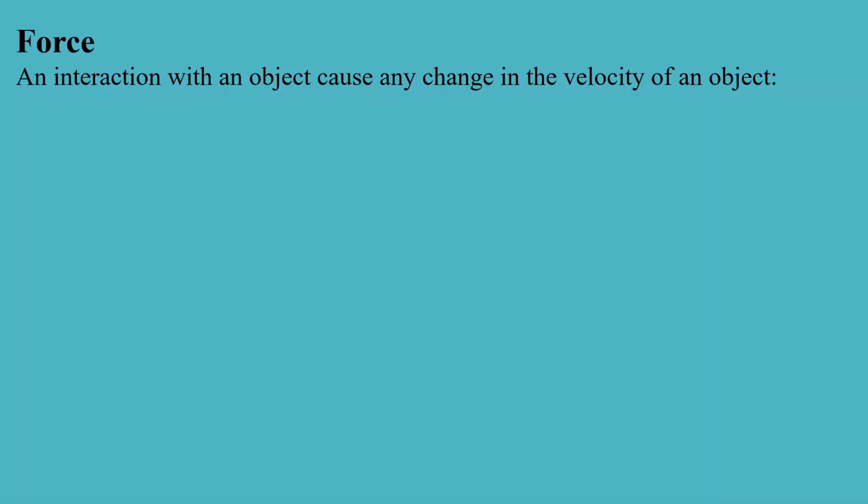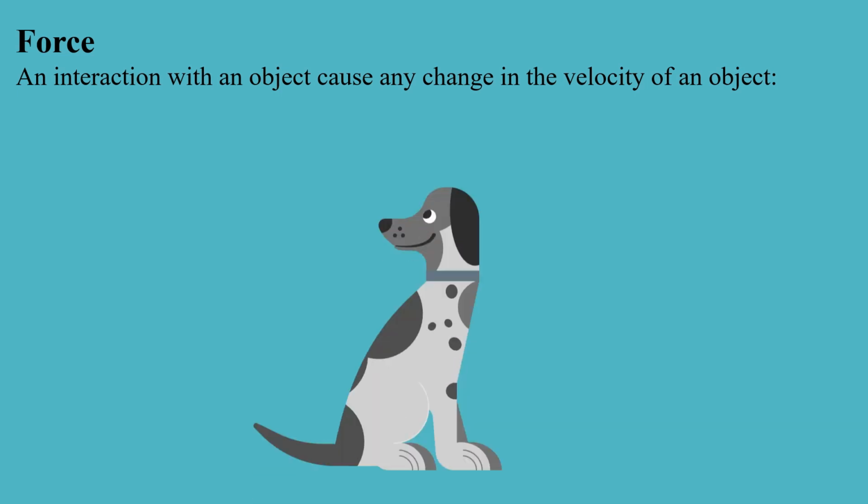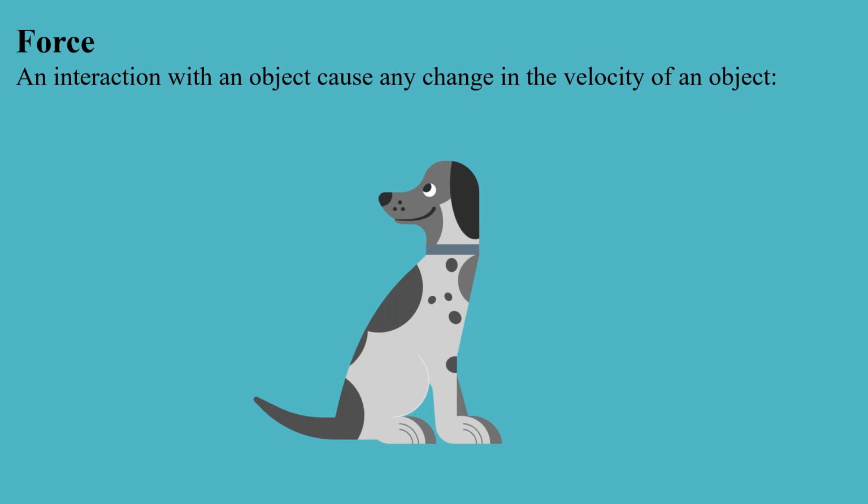So by definition, force is an interaction with an object that causes any change in the velocity of the object. I'm going to get back to what it means to say change in velocity. But for now, let's think about it this way. If you pull an object, if you push it, even when you write something down, you are applying a force, right? You might have this question: what if I sit down somewhere? For example, if my dog sits down on the ground, is it applying a force or not?